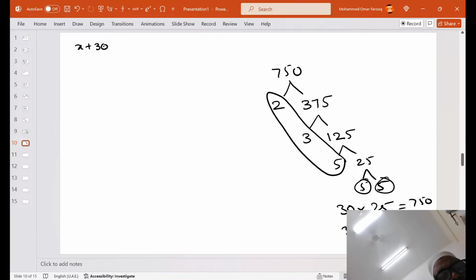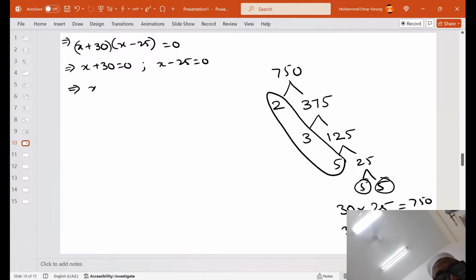x plus 30 into x minus 25 is equal to 0. When the product is equal to 0, x plus 30 is equal to 0 or x minus 25 is equal to 0, so that implies x is equal to minus 30, 25.